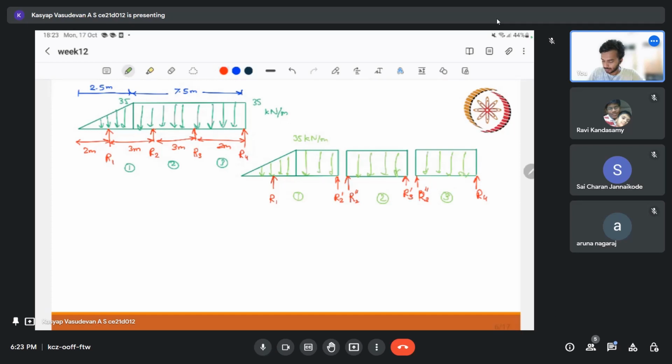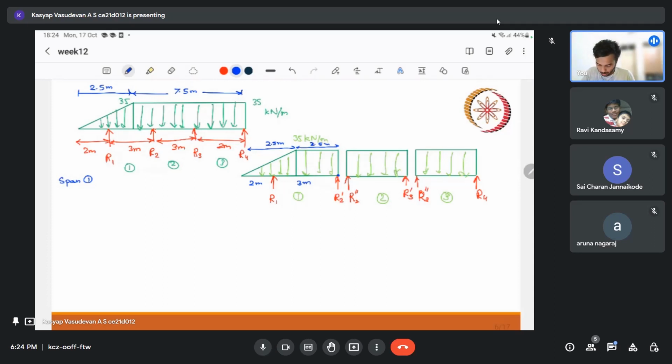Now, what will be our forces? Just looking at the first figure, at span 1, I can take moment with respect to the R2 support. We know that this distance is 3 meter, and this is 2 meter, and this is 2.5 meter, and the rest will be 1.5 meter. Sorry, not 1.5, it will be 2.5. Okay, so let's just find out R1.